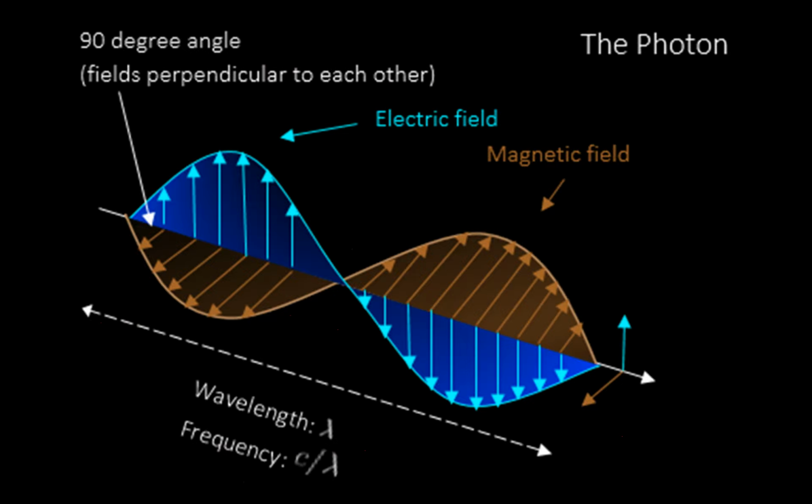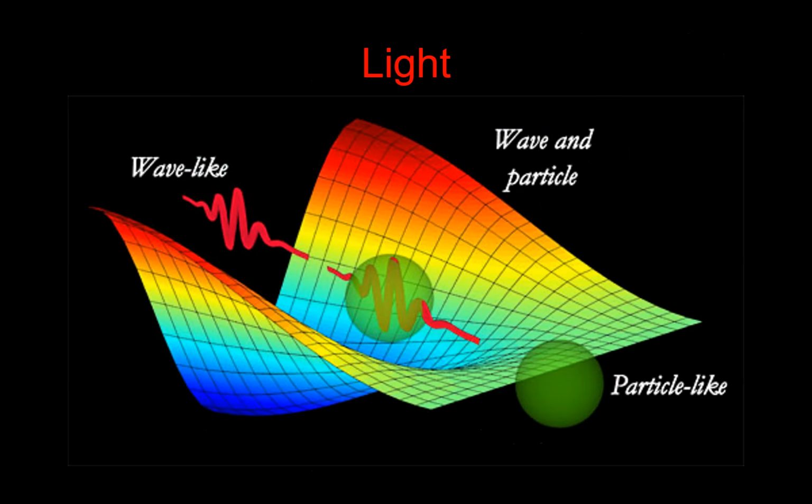So here's what a photon would look like. It's really a magnetic and electric field that's interrelated and propagating through space. It's kind of a wave and a particle at the same time. So think of a photon as essentially a packet of waves.